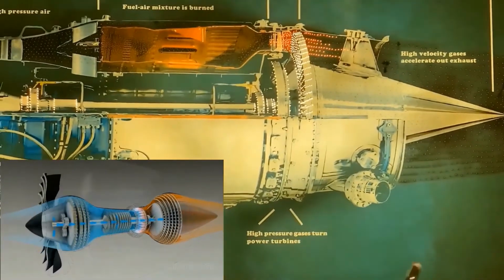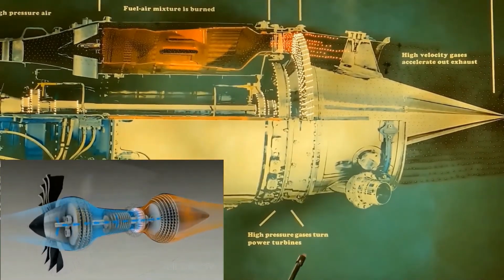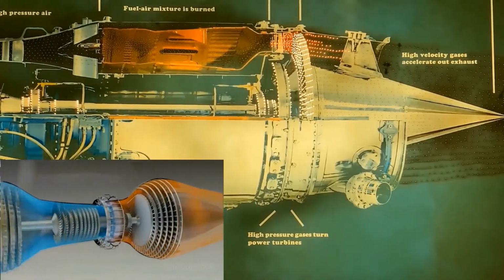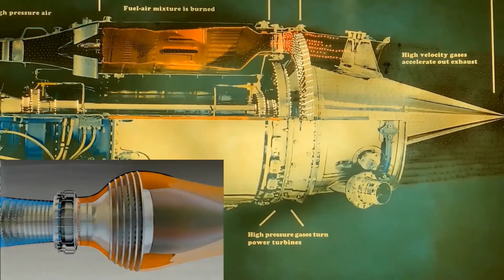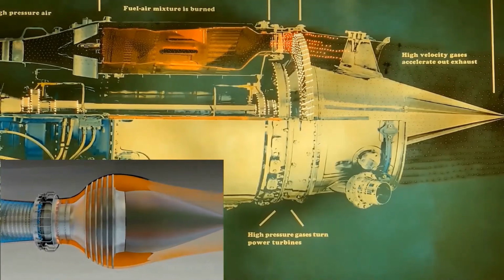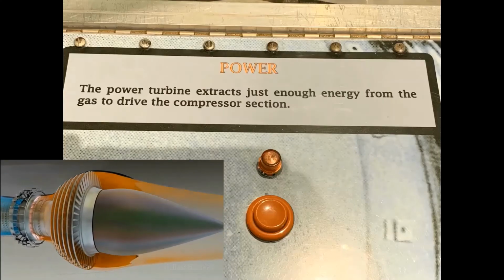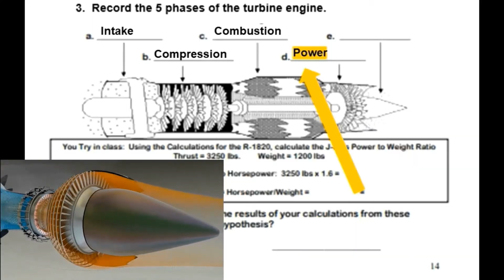High pressure gases are turning the power turbine, which you can see right here. What happened is that the power turbine extracts just enough energy from the gas to drive the compressor section. Record the power phase, as you see here.